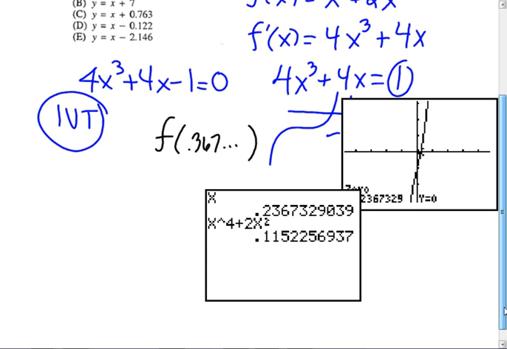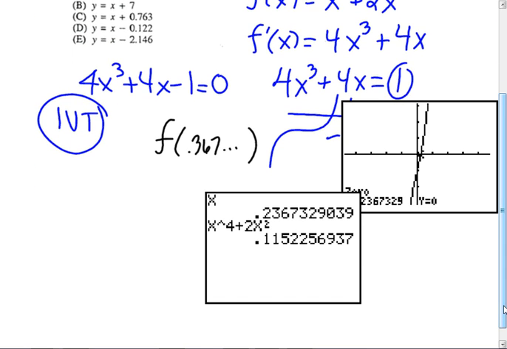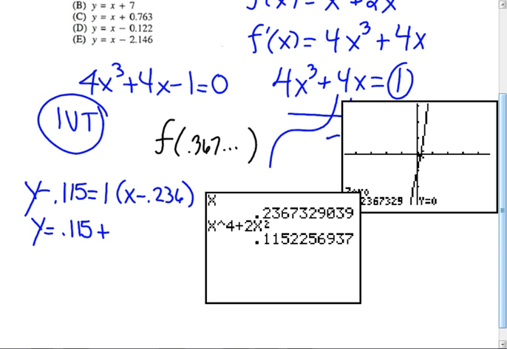Okay. That's the y value. So it's y minus this 0.115 equals my slope. What was my slope? 1, right? And it's x minus 0.236. You don't have to show work, but y is equal to 0.115 plus x minus 0.236. Now I want my calculator to do it for me. I probably will come up with the right answer.